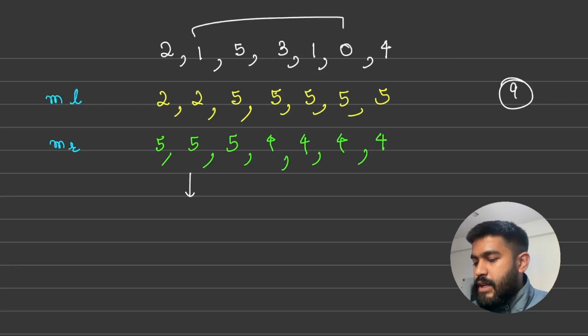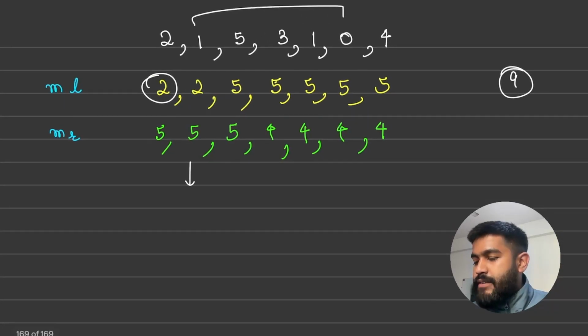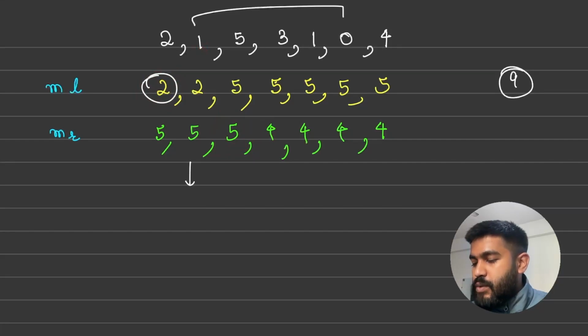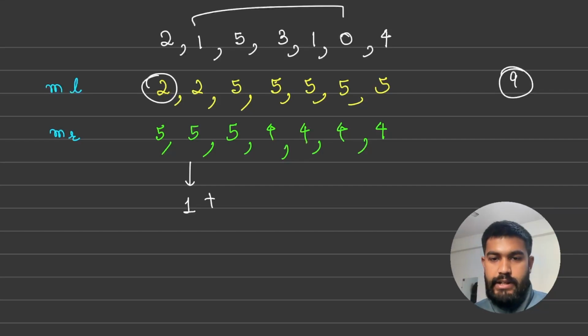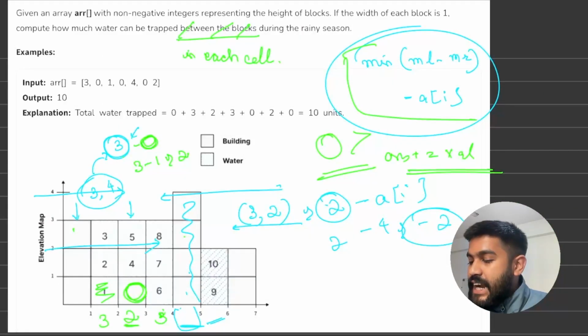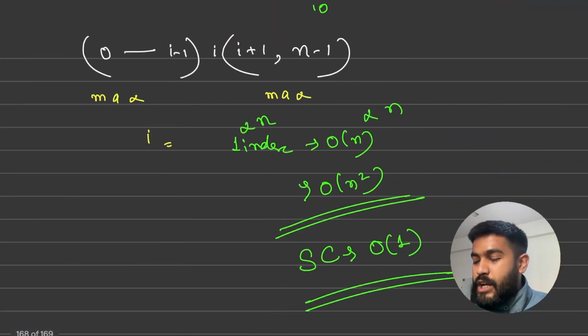So the maximum from the left is 2, and from the right is 5. The minimum of 2 and 5 is 2. 2 minus 1 is equal to 1. So this would contribute to the result. Then we have the maximum of left before it and the maximum of right from that side. 4 minus 2 is equal to 2. 2 minus 5 would give negative, so that is why this won't contribute to the result. I told you an if statement: if that value is greater than 0, then only we would contribute to the result. Fair enough.